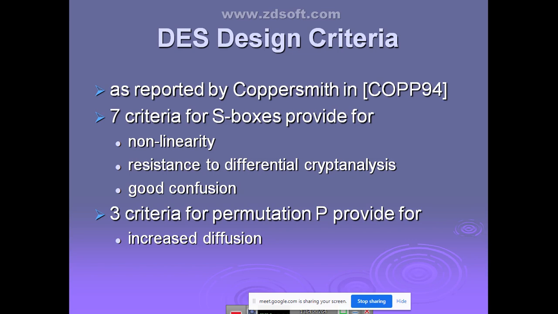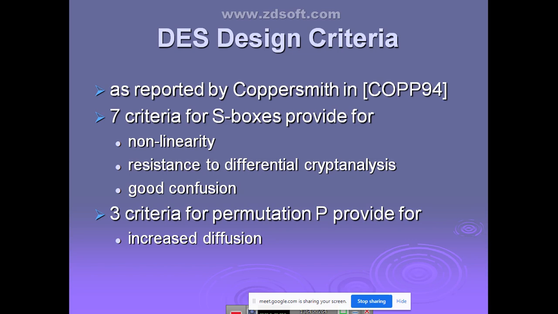What do you mean by diffusion again? The statistical structure of the plain text, you are making very complex. That indicates that making a single change in a plain text bit affects multiple bits in the cipher text. That itself we call diffusion. I hope it is clear. So increased diffusion is provided by using a permutation operation within the DES design. I hope it is clear, guys. Getting the thing?